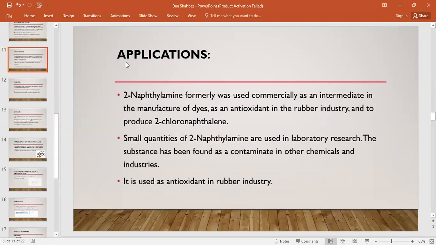Now we have the applications related to this compound. 2-naphthylamine formerly was used commercially as an intermediate in the manufacturing of dyes, as an antioxidant in the rubber industry, and to produce 2-chloronaphthalene. Small quantities of 2-naphthylamine are used in laboratory research. This substance has been found as a contaminant in other chemicals and industries. It is used as an antioxidant in the rubber industry.